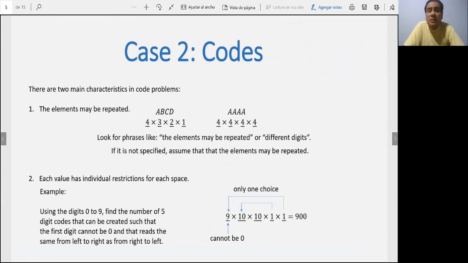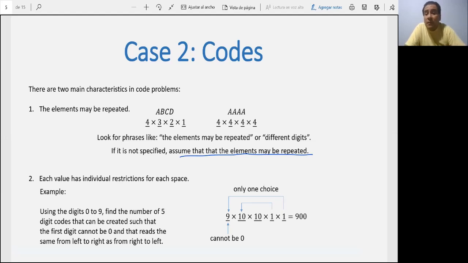Let's see the case 2. It's codes. Here, there are 2 main characteristics, okay? For codes problems, they may give you, for example, a number of symbols, such as the letters A, B, C, D. They can ask you, okay, you can make codes of 4 letters with these symbols, and the elements may be repeated, or they must be different digits. Okay, the problem must clarify that. If it doesn't, then you can assume that the elements may be repeated. You can always assume some default situation.